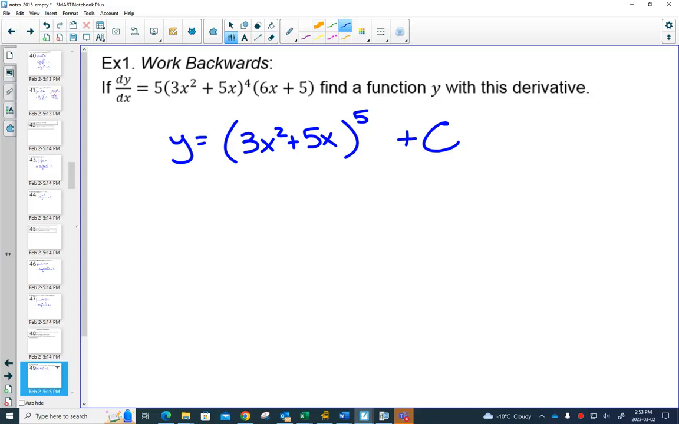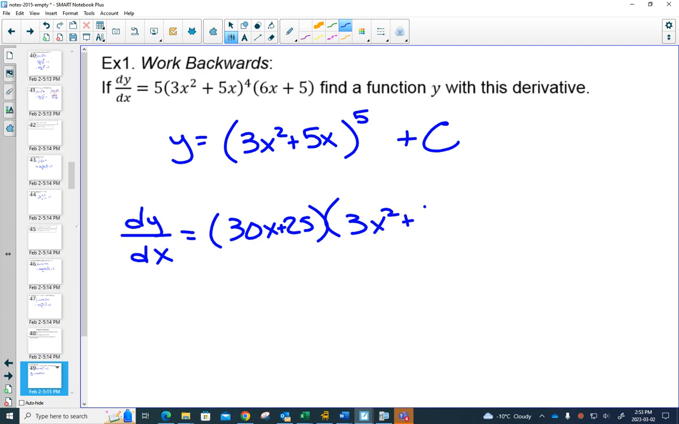The question will become, we will be asked to do this same one when somebody did this. You see what I did? I just took the 5 that was out front and I distributed it in the 6x plus 5 and got 30x plus 25. And we'd have to be able to undo this when someone simplified something.